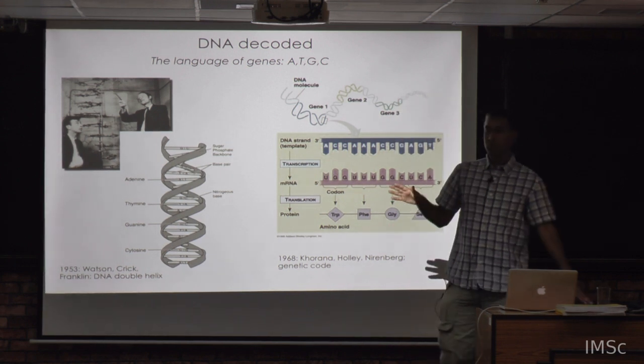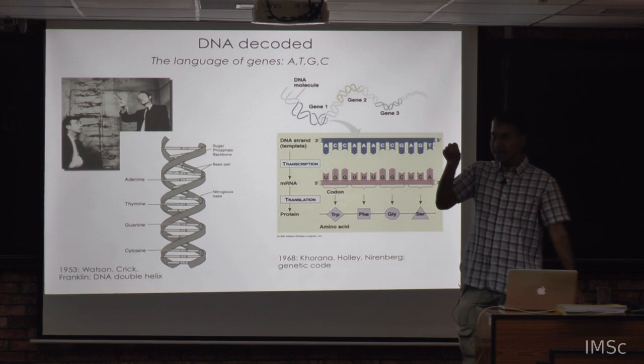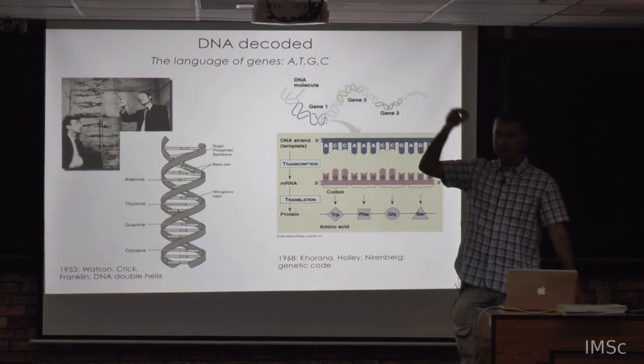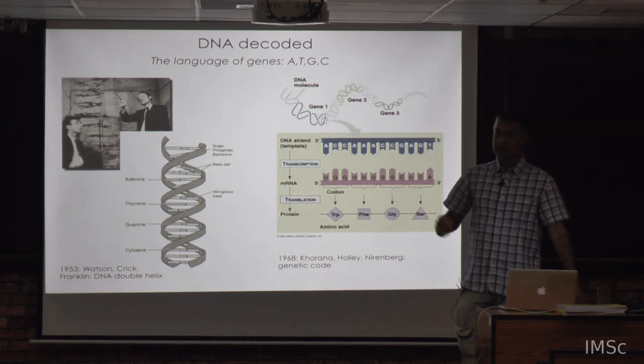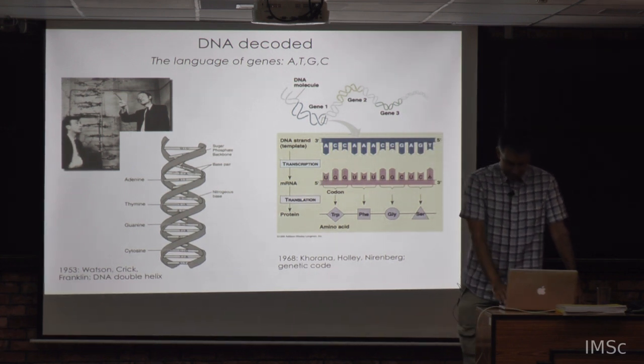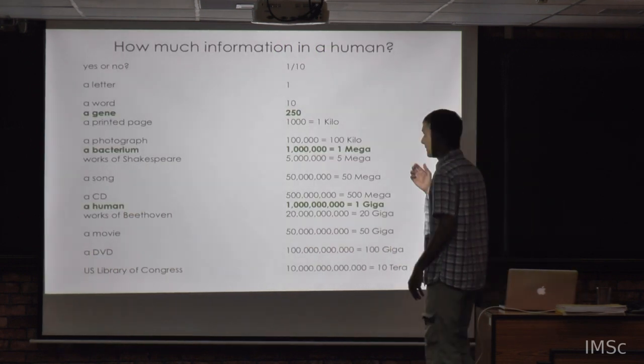Now, how do those zeros and ones convert to an animal? We do not know the full story. We know how it makes proteins, but that is just the starting point. How the proteins get together to make the egg develop and make the embryo, the fetus, this is all stuff that is very big. Okay. So, in terms of how much information there is?